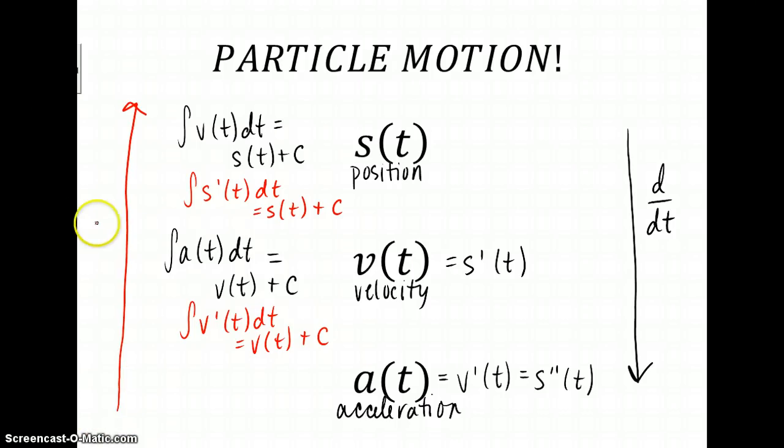I sort of hate to say go backwards, but position to velocity to acceleration we derive. Acceleration to velocity to position we integrate.